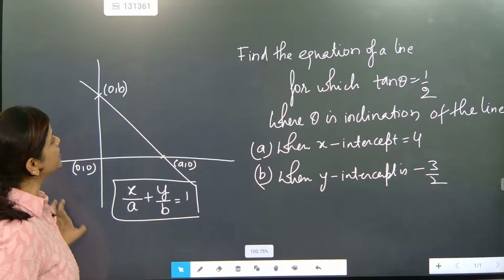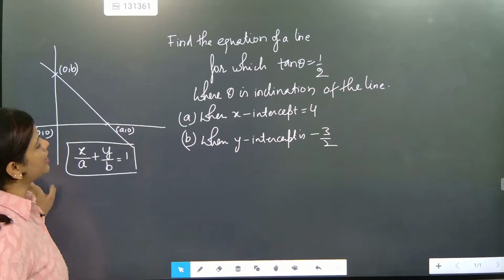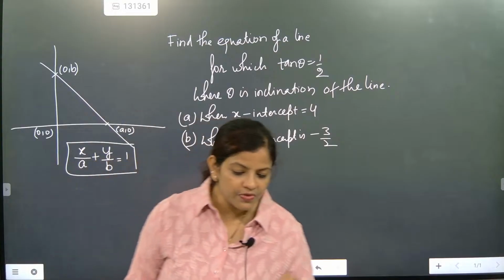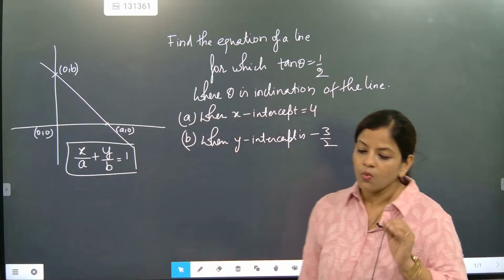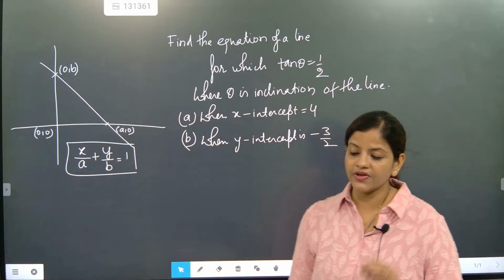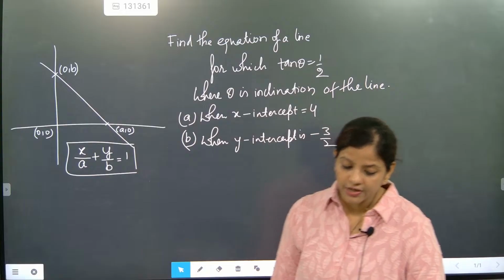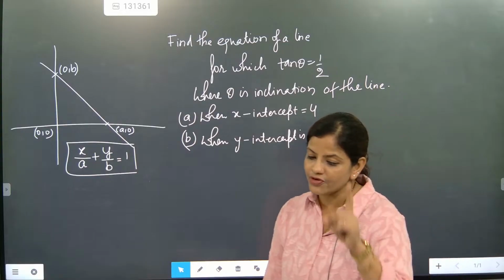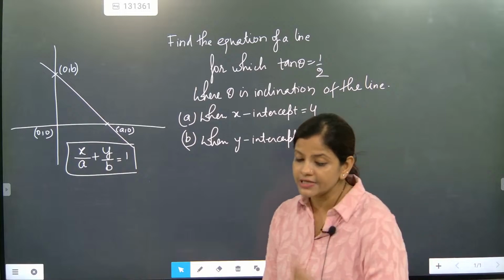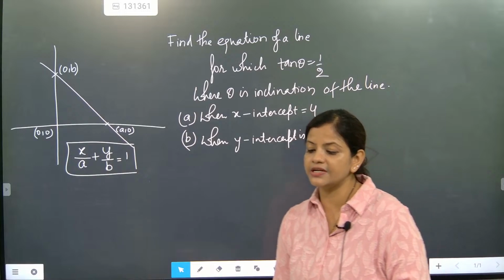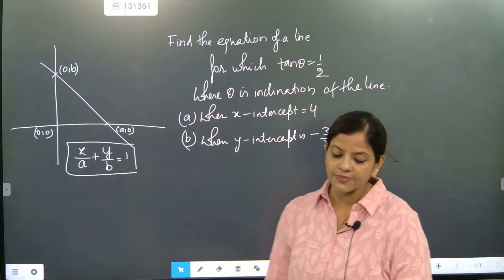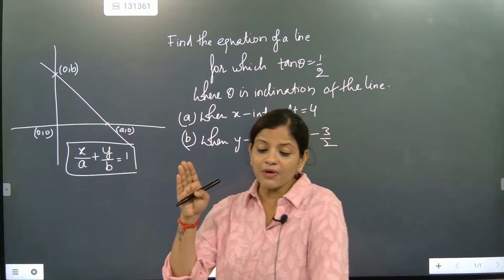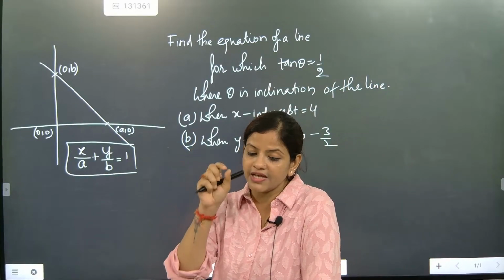Please pay attention here. Find the equation of a line for which tan theta is equal to 1 by 2. So tan theta is given as 1 by 2, so the angle value is given as 1 by 2. We know one thing: first part, you check the x-intercept. When the x-intercept is given, it means the line is passing through the x-axis.